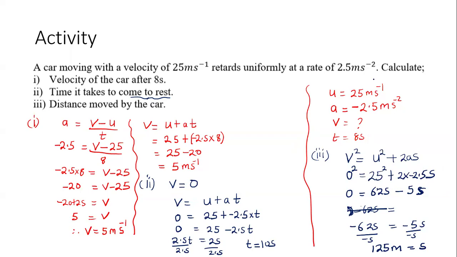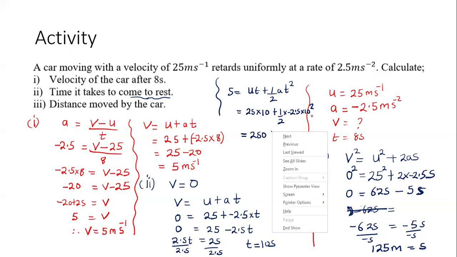But in case you don't want to use this, you can use S is equal to UT plus a half AT squared. Your initial was 25, and the car took 10 seconds, plus a half times negative 2.5, times 10 squared. When you do the mathematics, this is about 250, then this is going to be 10, but you do the mathematics.